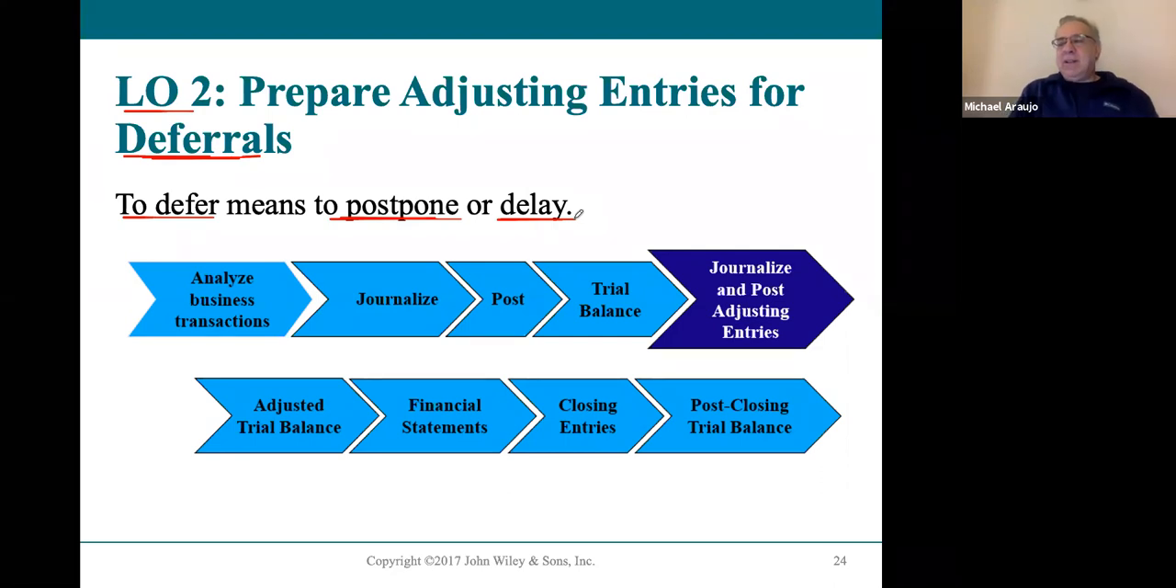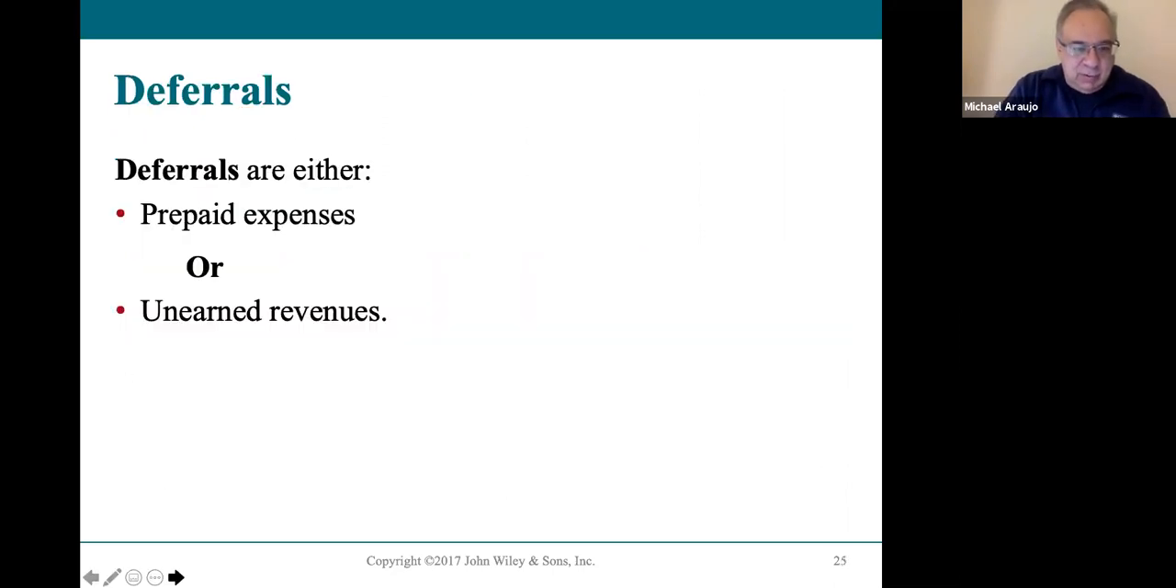And it starts as unearned revenue. Well, it starts as a liability, but we have to wait. And once we deliver the goods or the services to the customer, then we can say it's our revenue. So that's what the issue of deferrals is really about. And again, prepaid expenses is going to be first. There are three of these that we're going to be looking at. Unearned revenue, there's only one. So these are the four deferrals that you're going to know for learning objective two.